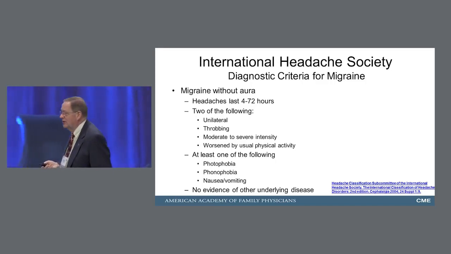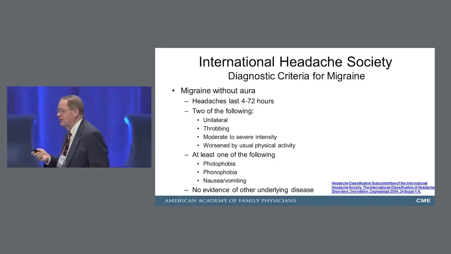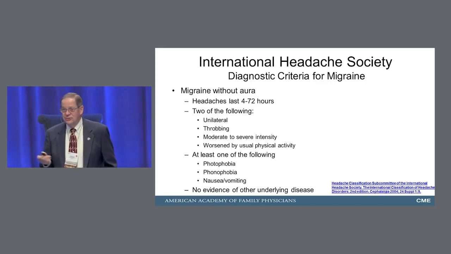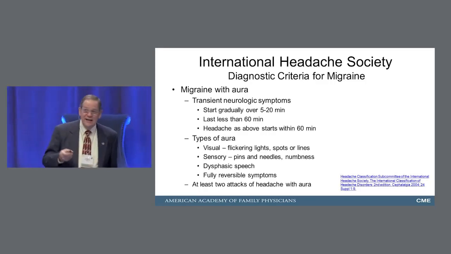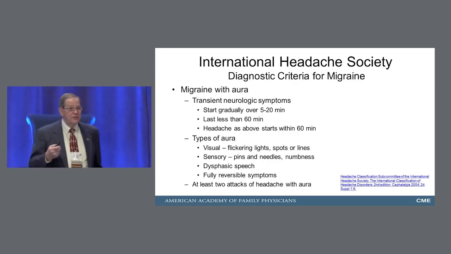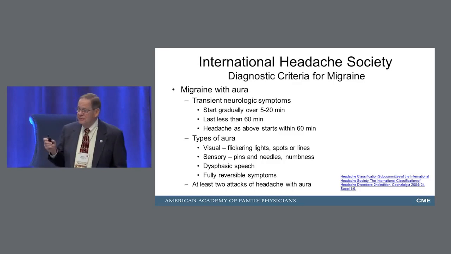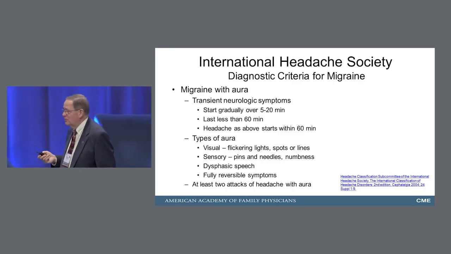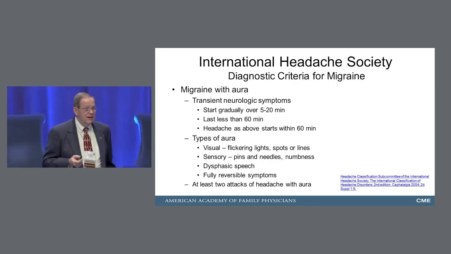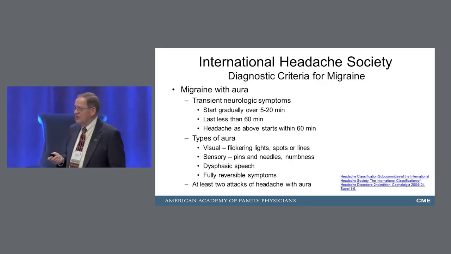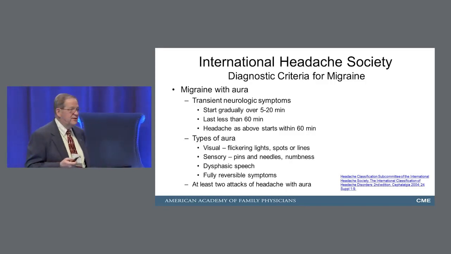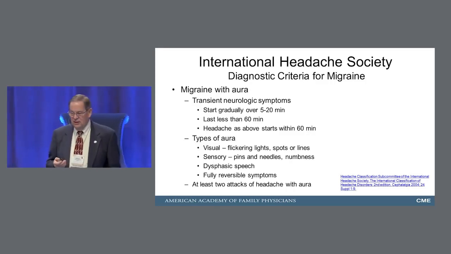These criteria, you'll see in a minute why it's important to make sure that your patient either fits or doesn't fit these criteria. Migraine with aura, the headache is the same descriptor. The aura is defined as transient neurologic symptoms. Transient is the most important word there. They come on gradually over 5 to 20 minutes. They last less than 60, and the headache starts within 60 minutes after the aura clears.